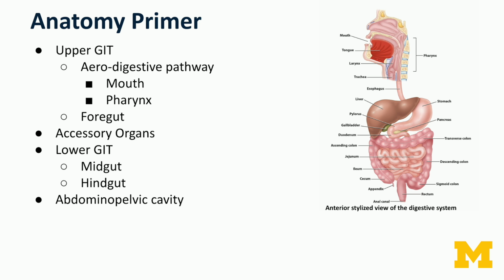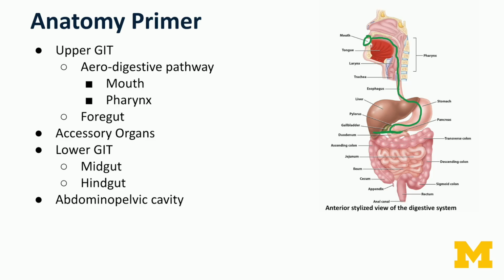We can organize the digestive system into the upper gastrointestinal tract and the lower gastrointestinal tract. The upper tract begins with the mouth. We go through the oral cavity, through the pharynx or the throat, down the esophagus, through the stomach, and part of the way through the duodenum, which is the proximal portion of the small intestine. It's at this point that we break, and this is going to be the division between the foregut and the midgut.